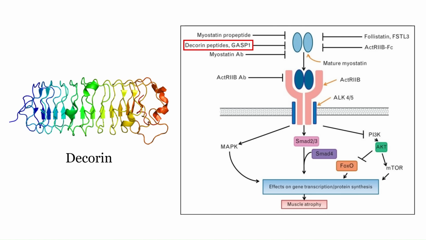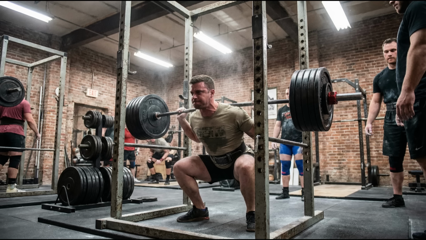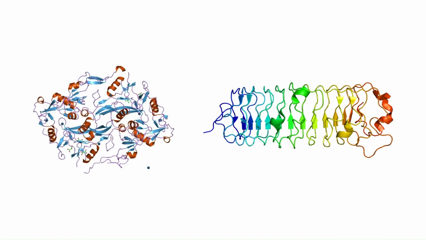And the other one is decorin, which is a proteoglycan that is embedded in the muscle extracellular matrix, and it binds to myostatin locally, kind of acting like a sponge in the extracellular matrix that traps myostatin before it can reach the activin receptor or get out into circulation. And again, resistance exercise increases decorin expression. So those two, follistatin and decorin, will be underlying the mechanisms of some of these practical methods that I'm going to share with you now.